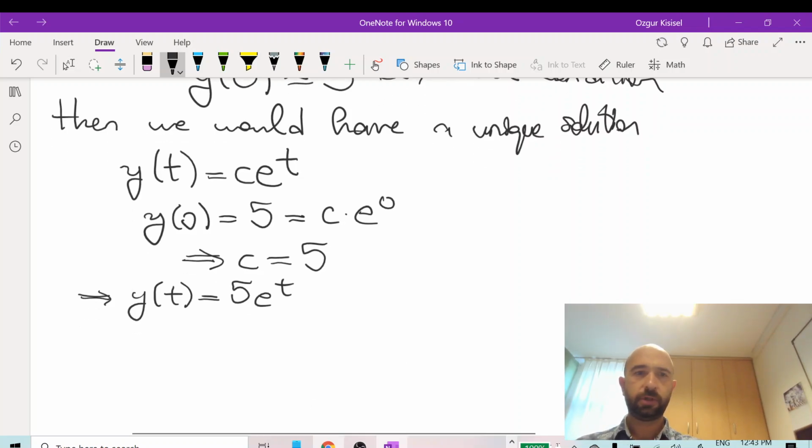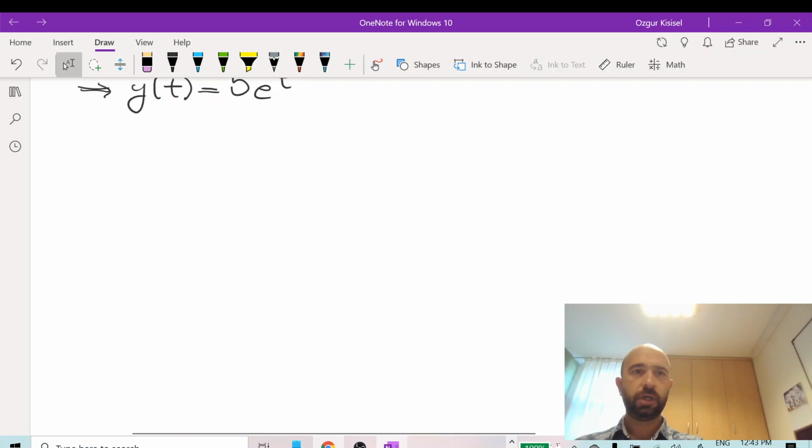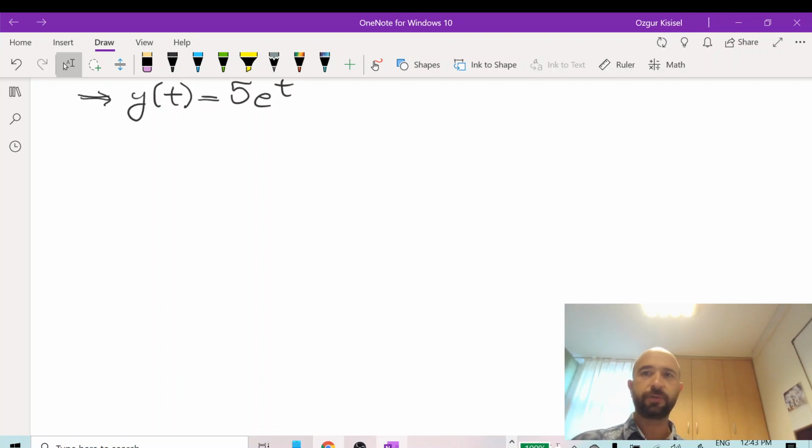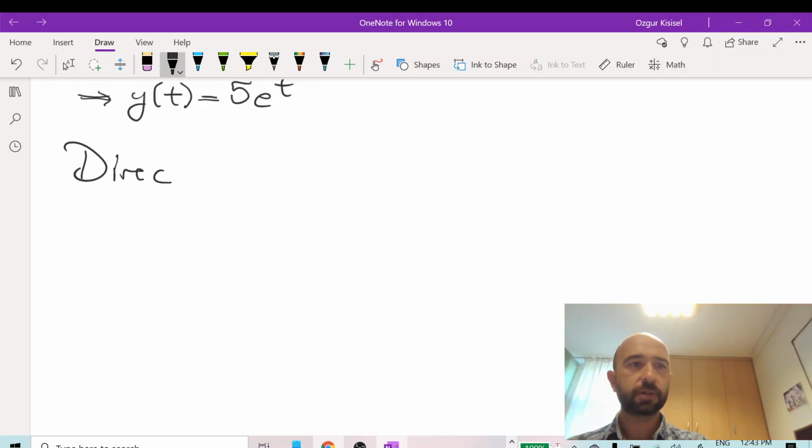Okay, so far so good. Now, in the second part of this lecture, I want to introduce some nice graphical way to analyze differential equations. This is not a method for solving them, but this is a method for understanding what the solutions kind of look like. Okay, the title is Direction Fields.